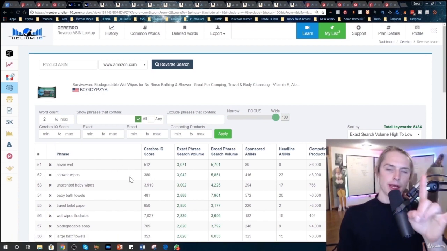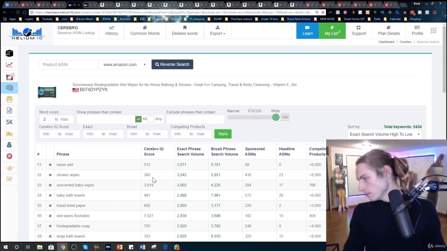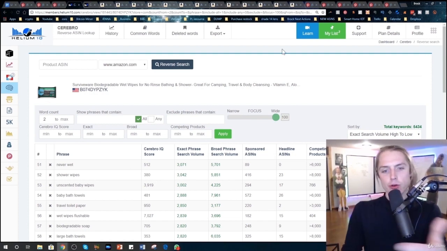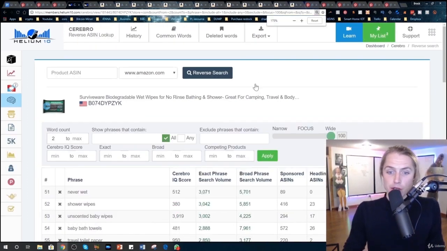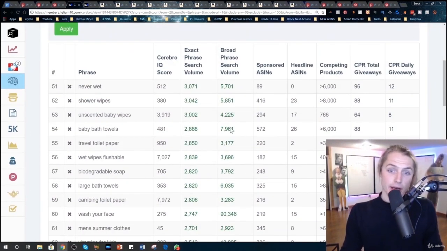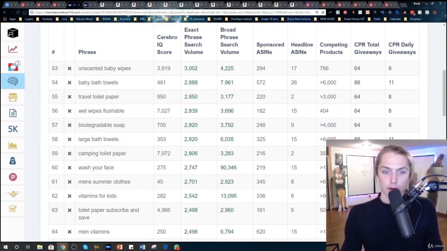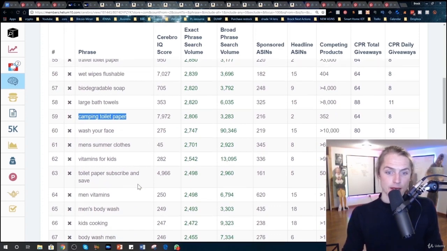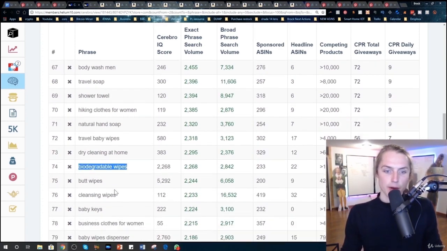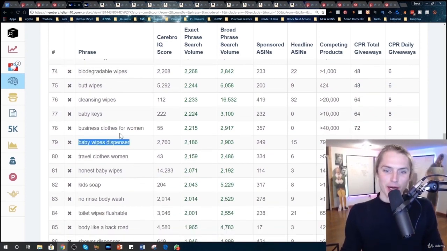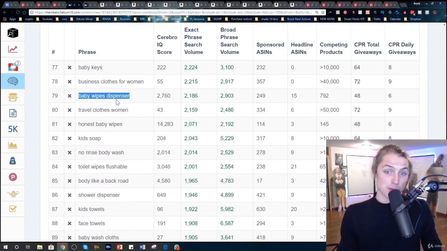Now, you don't always want to look at the Cerebro IQ score because that's dangerous if everybody's just doing that. But once you learn a market, you use the Cerebro IQ score as something to take into consideration, and it helps. So let's see, we have shower wipes. No, but that's not the best. Wet wipes, flush. So we have flushable wet wipes, camping toilet paper, subscribe and save, biodegradable wipes. So people want biodegradable. People probably want biodegradable baby wipes. Baby wipes dispenser.